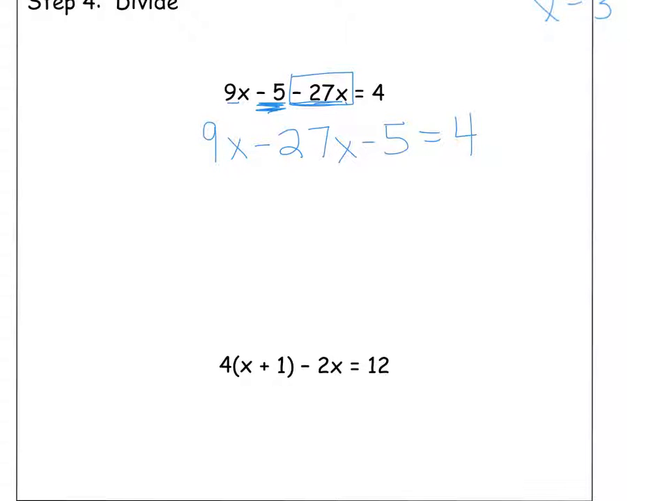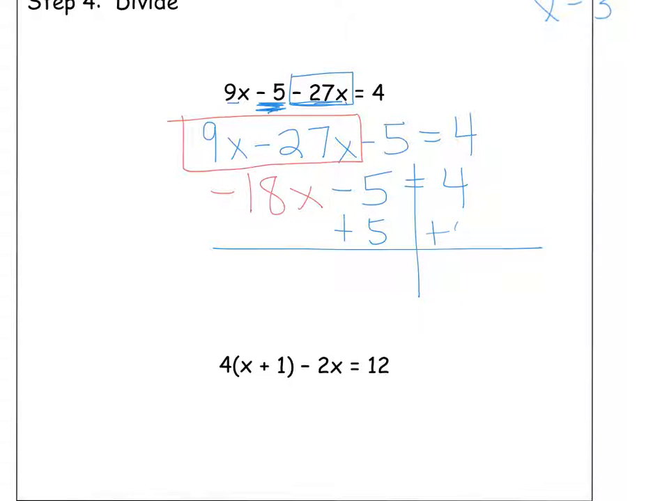All right, now I'm going to combine my x's together. So 9x minus 27x is going to give me negative 18x. Then I still have minus 5 equals 4. And now I'll follow my two-step rules. Add 5. So I have negative 18x equals 9. And then I will divide by negative 18 on both sides. And x is equal to negative 1/2 or negative 0.5.